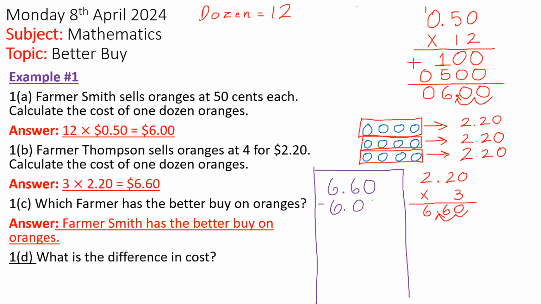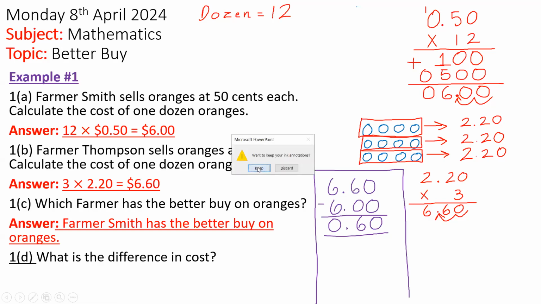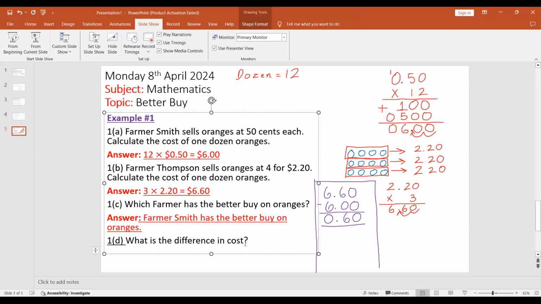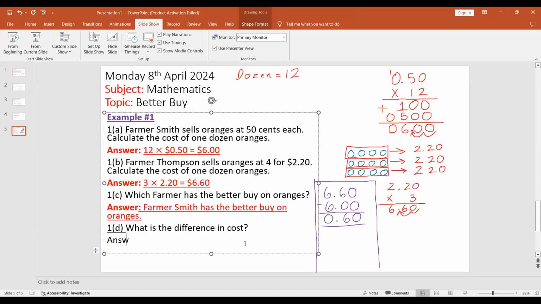What did you get, Jevin? I got $6. That's incorrect. 0 minus 0 is going to be what? 0. 6 minus 0 is going to be what? 6. I got 60 cents. Very good. It's 60 cents because 6 minus 6 is 0. Anyone else get 60 cents? I did. Yes, the difference in cost is going to be 60 cents. So the answer here is definitely going to be 60 cents.